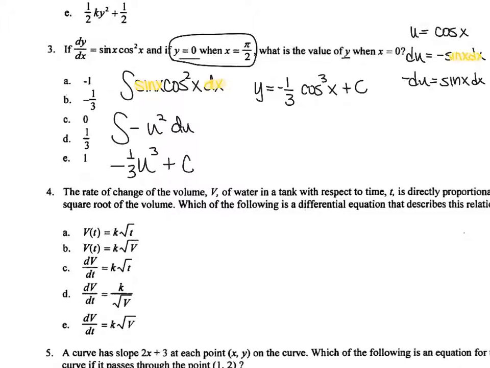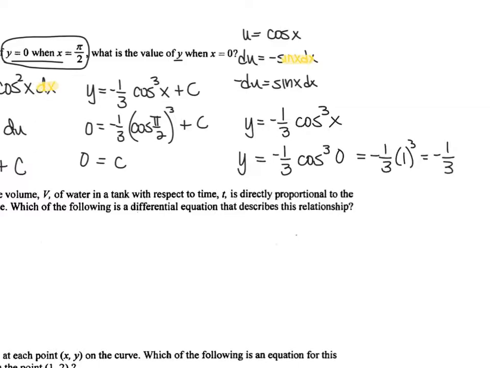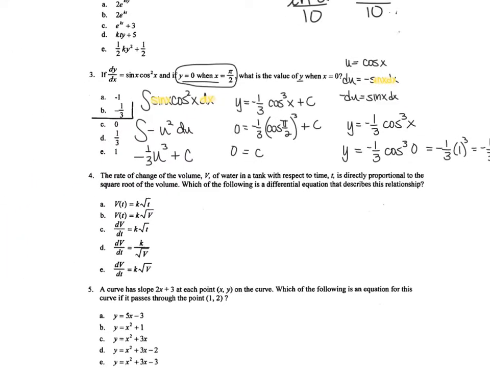Then I can use this initial value to find c. y is 0 when x is pi halves. So cosine of pi halves, you got to know these, cosine of pi halves is going to be 0, so c is going to be 0. So I technically have y equals negative 1/3 cosine cubed of x plus 0. Now it says, what's the value of y when x is 0? So when I put 0 in for x, cosine of 0 is 1, and 1 cubed is still 1, so I get negative 1/3. So that is letter B.